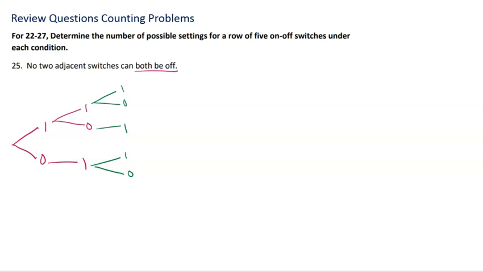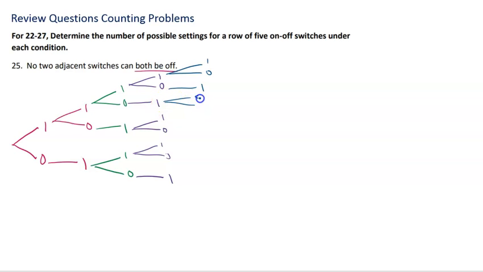For my fourth switch, right here, I have choices of on or off, but here I only have on, so we don't have two offs right next to each other. My next situation is on or off. My next situation is on or off, but down here, I can only be turned on, so I don't have two zeros next to each other. And then the last option, right here with this on, could be on or off. Here is only on, because a 0 cannot be next to another 0.